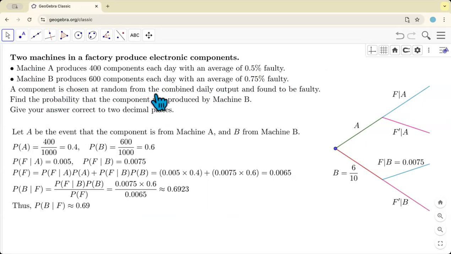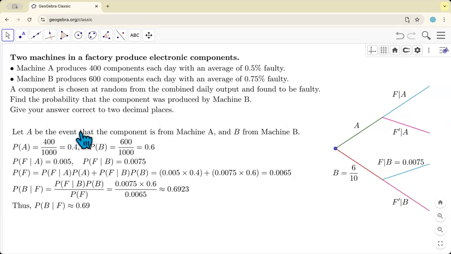A component is chosen at random from the combined daily output and found to be faulty. Find the probability that the component was produced by machine B. Give your answer correct to two decimal places. What can be tricky about this type of question, I think, is setting up the correct conditional statements in your notation. So let's be clear about that to begin with.